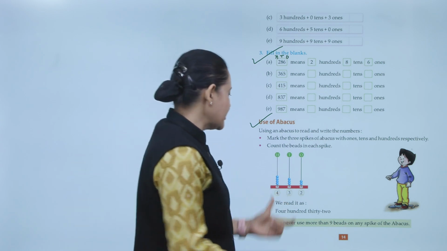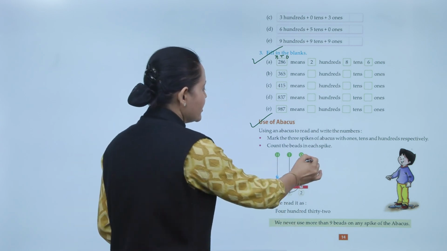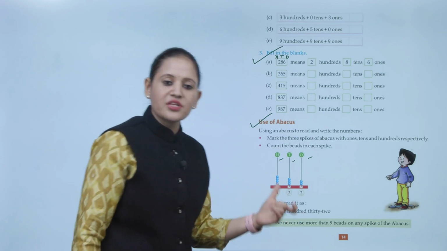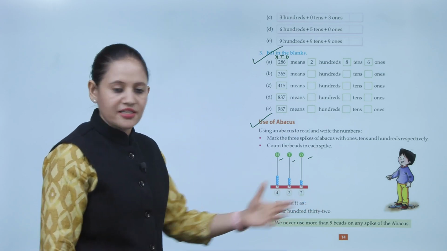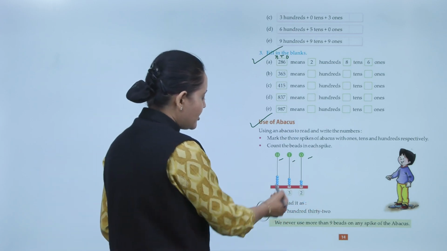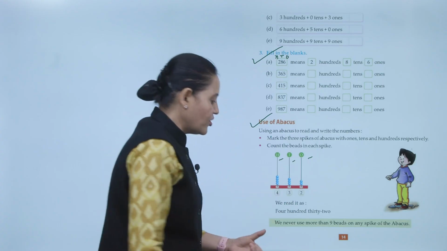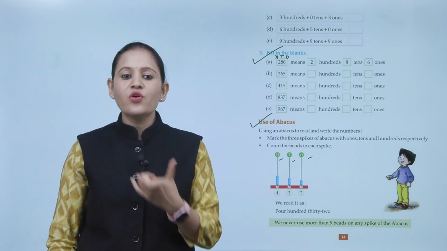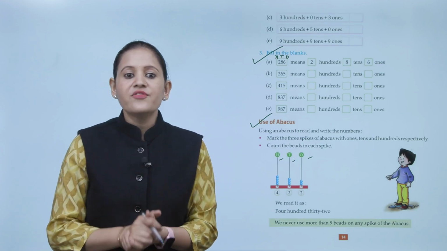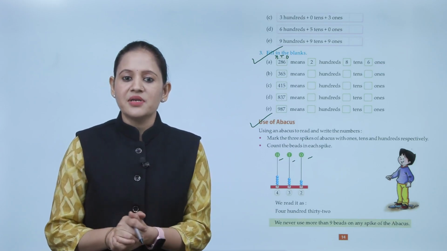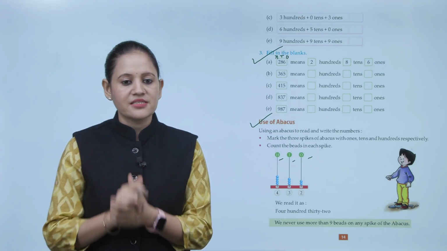So this is an abacus. 3 spikes are there, ones, tens and hundreds. So we'll count the number of beads and accordingly we'll write the numbers. So here hundreds की position में 4 beads हैं, so we'll write 4, 3 and 2. Now we will read it as 432. We never use more than 9 beads on any spike on the abacus.